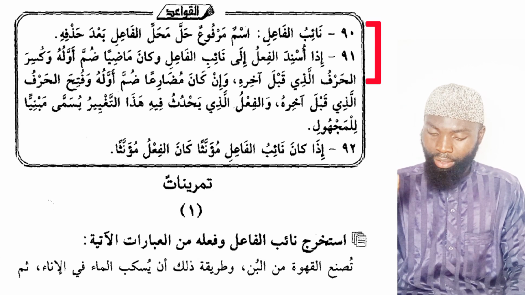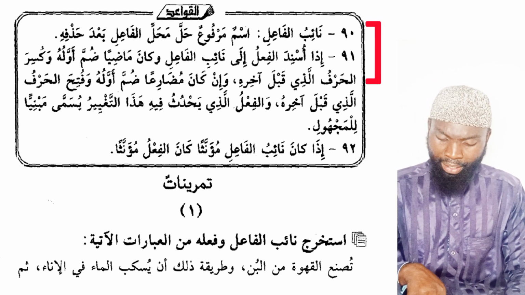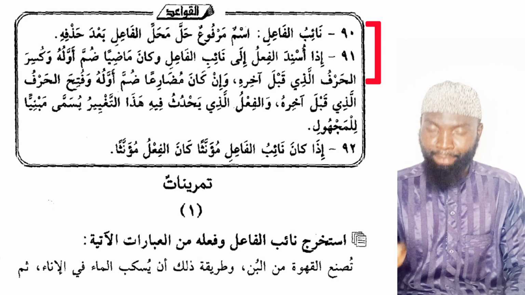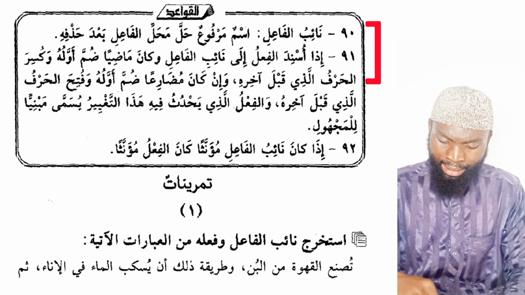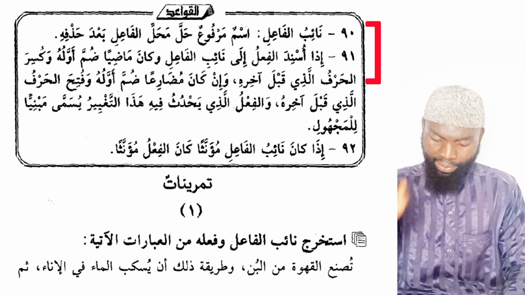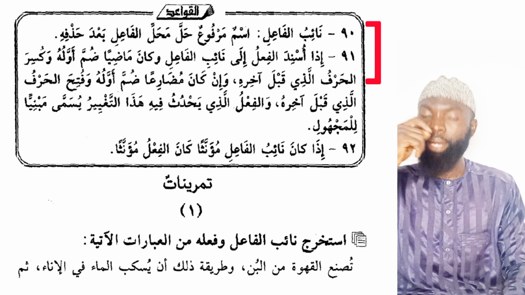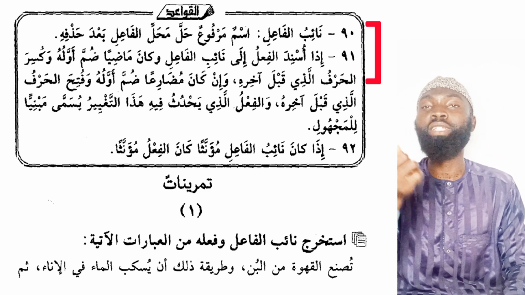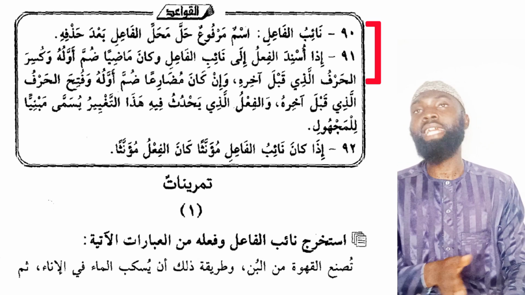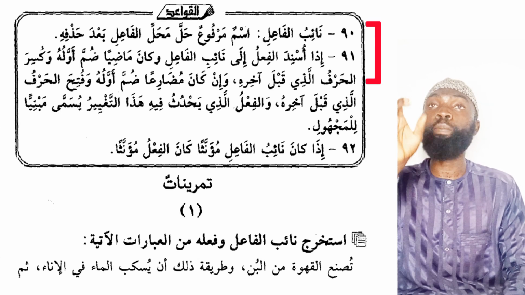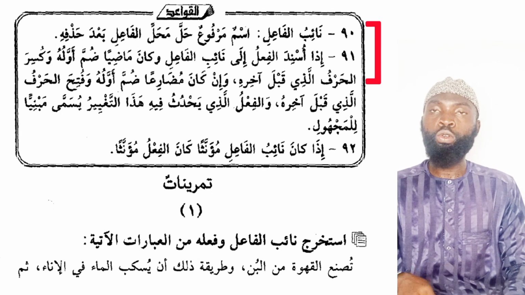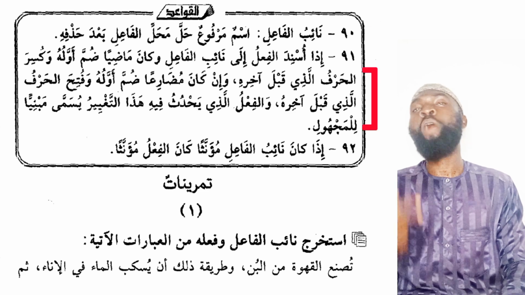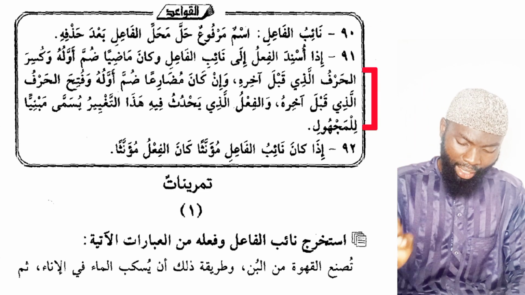The other rule says if an action of a verb is attached to the assistant subject, and it was in the past form, the first letter will be made to carry dhamma, while the second to the last letter will carry kasra. And if it is a present tense verb, the beginning will carry dhamma, while the second to the last letter will carry fatha.